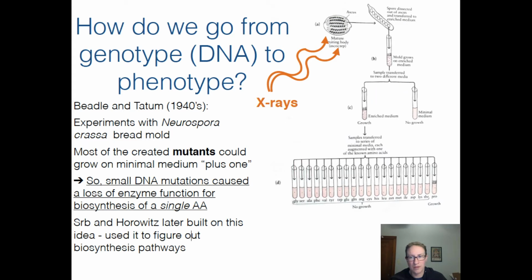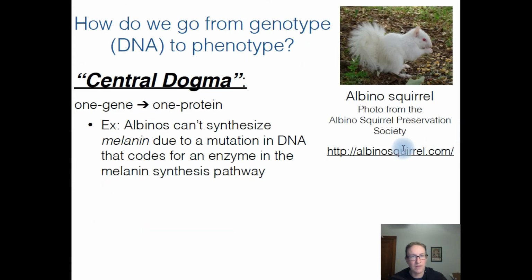And so, this brings us to an idea for the process of going from a genotype to a phenotype. What Beadle and Tatum discovered is now called the Central Dogma, which is the idea that one gene leads to the production of one type of protein.